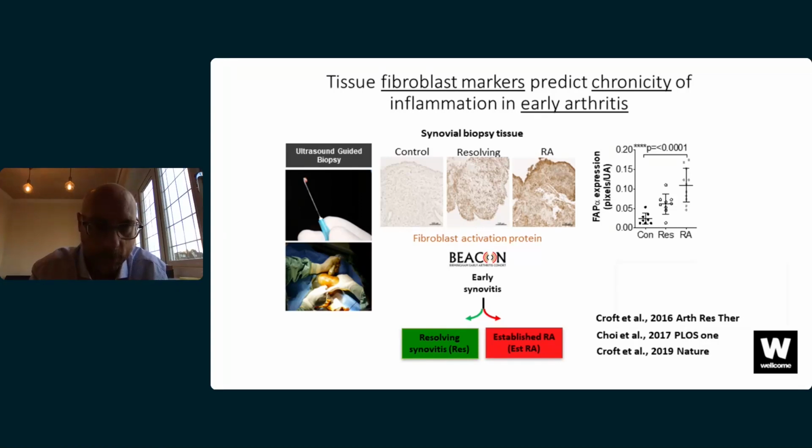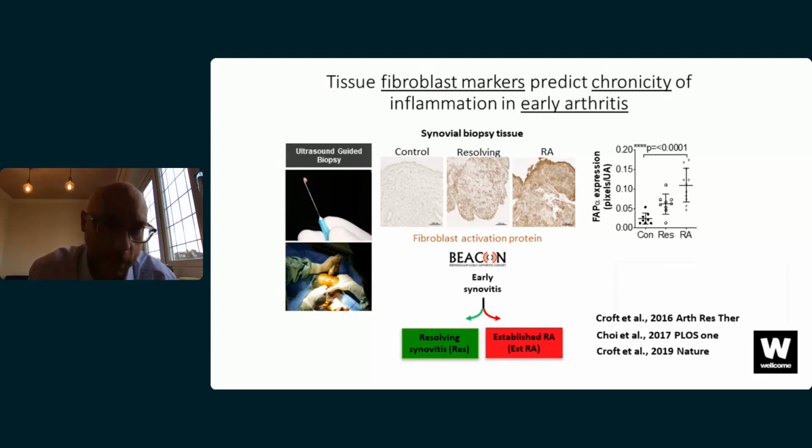We went through a whole panel of screening, but to cut a long story short, we ended up with a protein called fibroblast activation protein alpha, which is a serine protease expressed on the surface of the cell, which is probably important in the joint at attaching the fibroblast to the cartilage.